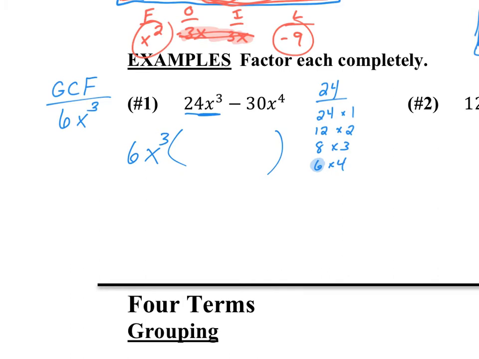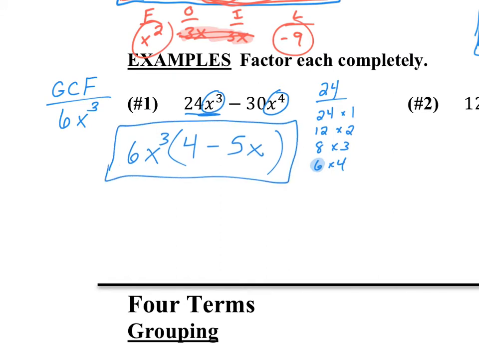Okay, what is 24 divided by 6? 4. And x to the 3rd, if we took away all the x's, there's none left. If you took away 3, there's none left. 30 divided by 6 is 5. There are 4 x's. You took away 3. How many are left? 1. So it's just x. So you end up with 6x to the 3rd times 4 minus 5x. And that was just doing a GCF.